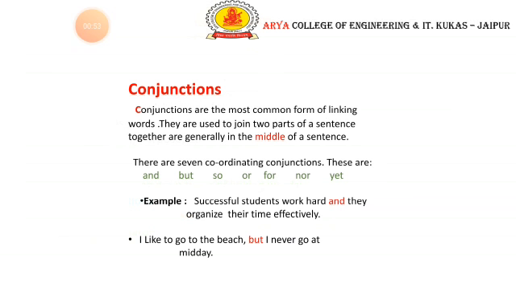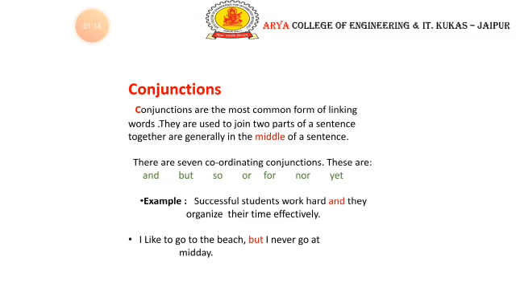Now we see what conjunctions are. Conjunctions are the most common form of linking words. They are used to join two parts of a sentence together and are generally in the middle of the sentence, like and, but, so, or, for, nor, yet.